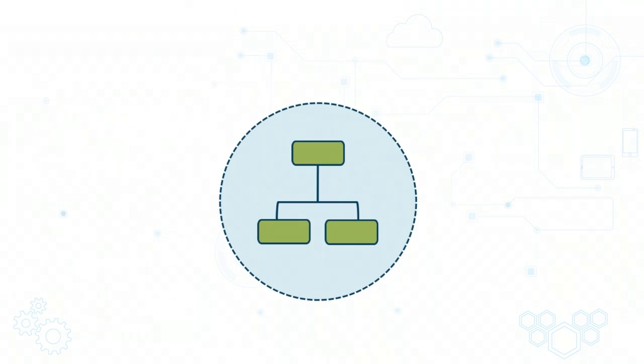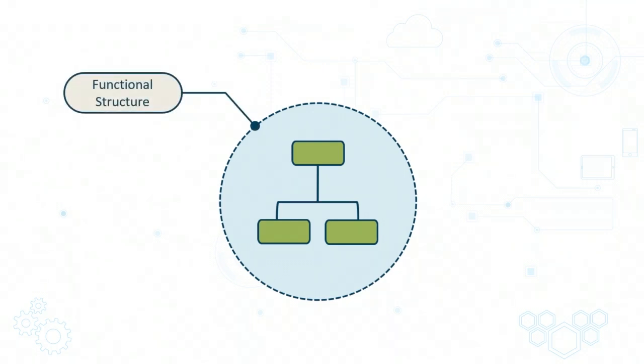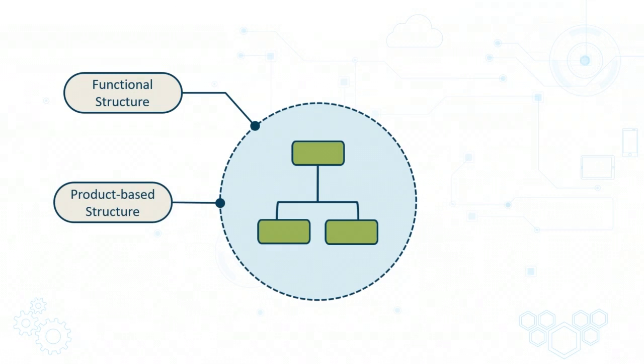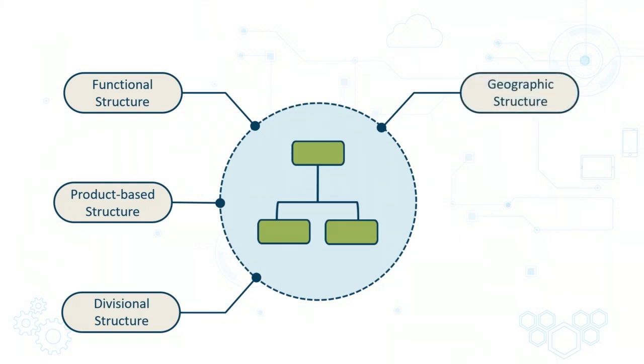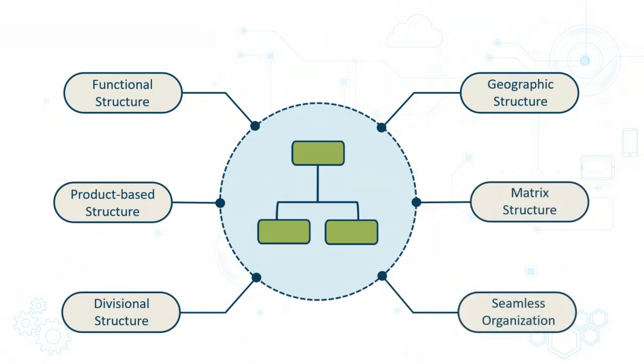I will highlight them, starting in the top left corner and making our way around. Functional structure is the most familiar with a traditional pyramid shape. Product-based structure has a customer-centric focus. Division structure has decentralized decision-making. Moving to the top right corner and working down, geographic structure has regional decision-making. Matrix structure has dual reporting relationships. Seamless organization is non-traditional and connected by networks.